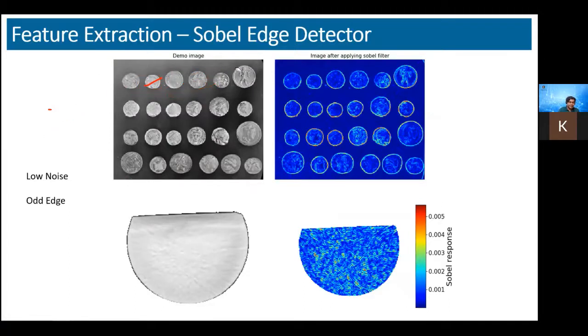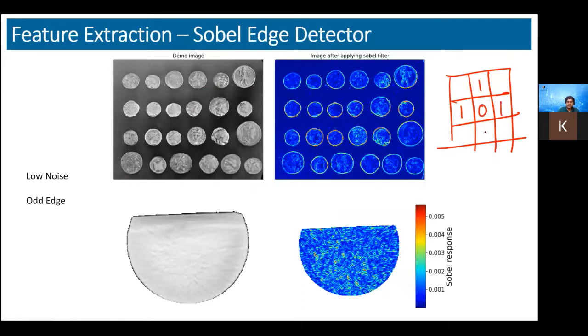Now, a Sobel filter is something like this, where you have 1, 0, minus 1, 1, 0, minus 1, something like this. When you apply this filter on an image and you move on, whatever pixel intensity you have on this side gets subtracted from the pixel intensity that you have on the other side. So it's kind of a difference, and you're doing a difference over a length of 3 pixels.